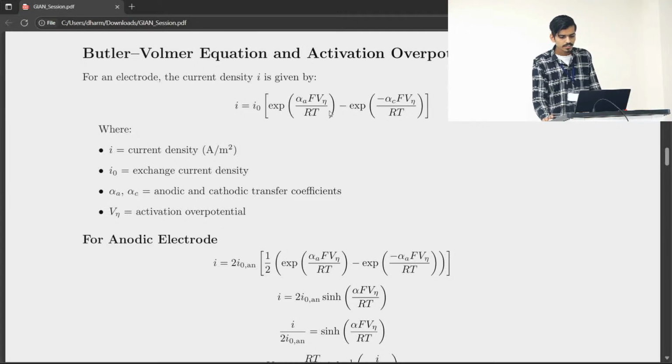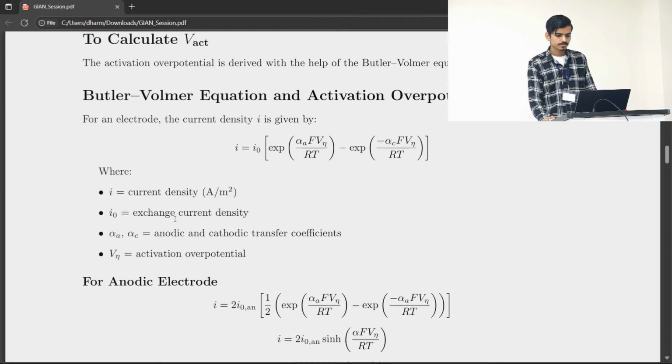Here every term has its significance. I is our current density, which is ampere per centimeter square. Here we mistakenly put meter square, but it is in centimeter square. I naught is exchange current density, and alpha A and alpha C are the anodic and cathodic transfer coefficients respectively, and V neta is the activation overpotential.